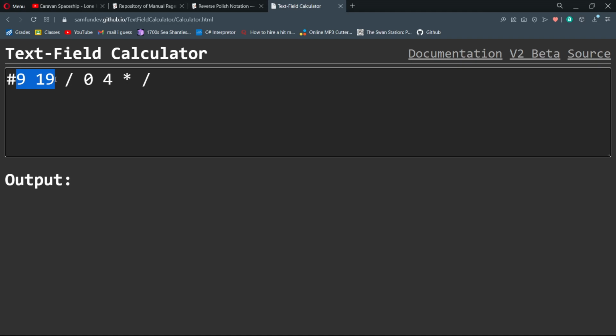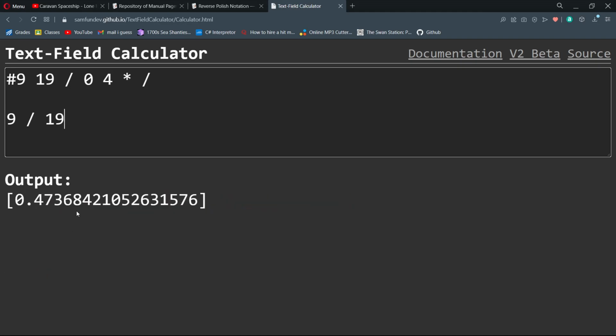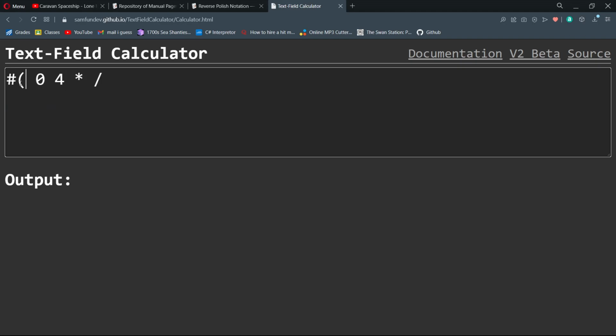So, yeah, the leftmost operator is the division sign, and the rightmost are 9 and 19. So we do 9 divided by 19, which is this lovely number. I'm just going to have this in parentheses so we don't have to deal with this later. And then we move on.